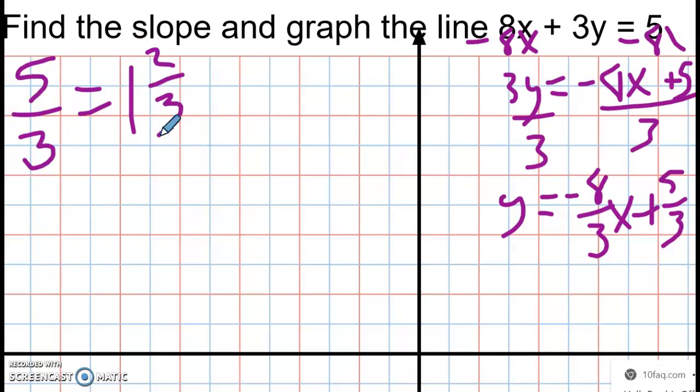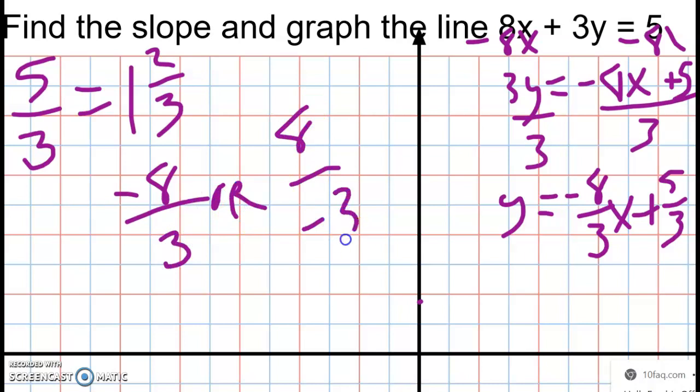So I know that my y-intercept is 1 2/3, almost 2. Then I'm going to go either down 8 and to the right 3, but that presents a problem for me here. So I can either go down 8 and to the right 3, or I can go up 8 and to the left 3. Either way, I get a negative slope, as long as one of them is negative. So I'm going to go up 8, 1, 2, 3, 4, 5, 6, 7, 8, and to the left 3.